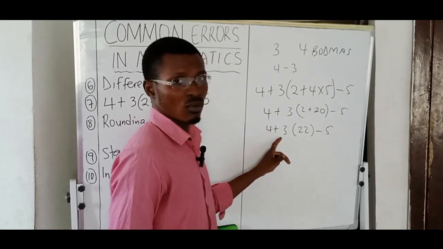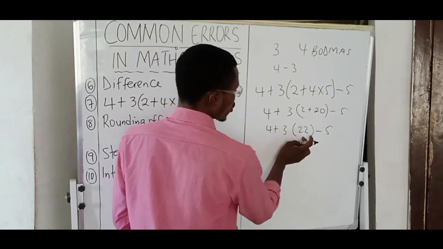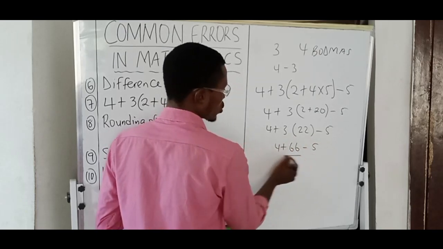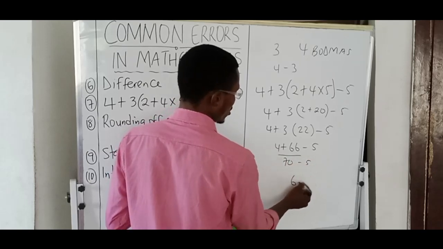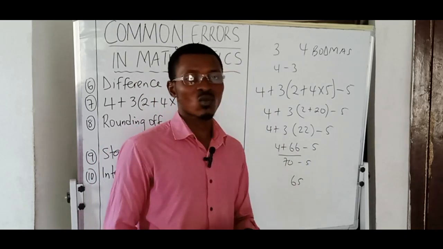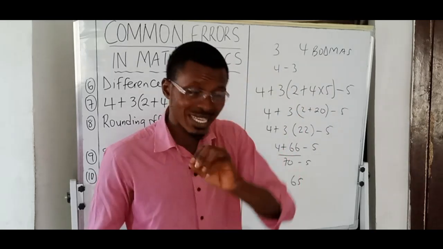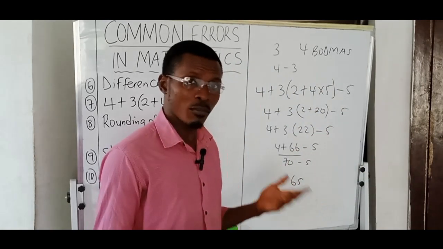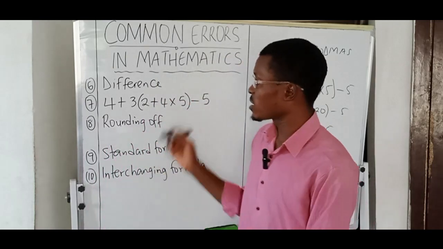Don't say 7, please. This is not 7 yet. Don't add yet. So 3 times 22 gives us what? 66. We have 4 plus 66 minus 5. Then you sum to have what? 70 minus 5 gives us 65. Take note, if you solve wrongly, you are going to see your answer in the options, and you take it and assume you are correct. Please do the right thing. All right, BODMAS is to be applied here. That is that for number 7.